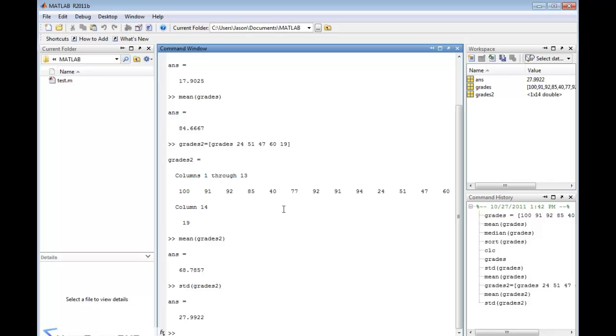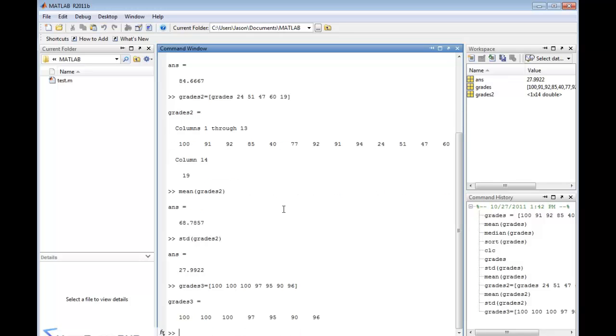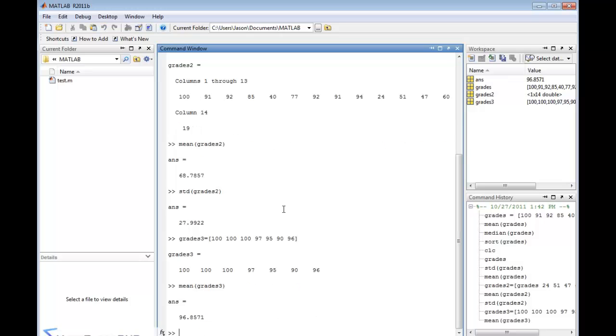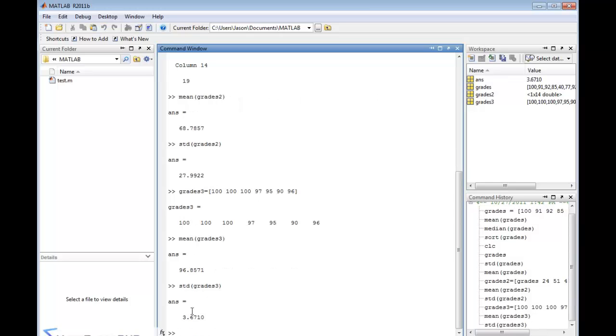And if you had a class of overachievers with really high grades, grades 3, if you had a class of very high achievers, then you might have 100, 100, 100. One guy got a 97, one guy got a 95, one guy got a 90, one guy got a 96. And if you calculate the mean of these guys, of course the mean is going to be very high, and the standard deviation is going to be really tight. You see how the standard deviation is only 3.6? It's because these grades are so tightly compacted. So the mean is 96, and this standard deviation tells you that the spread of the students is not that great. It means they're all doing really well.